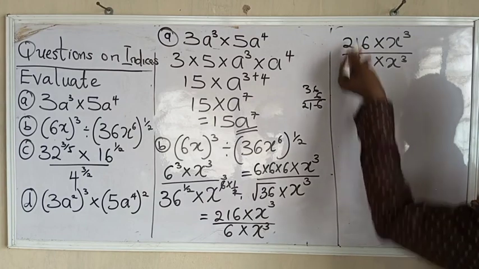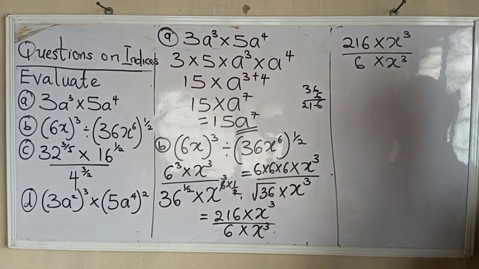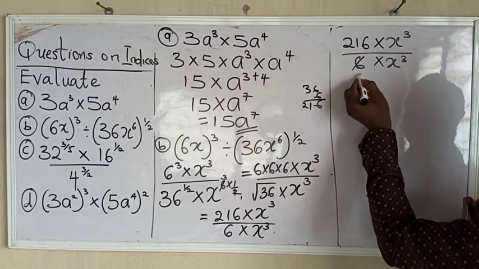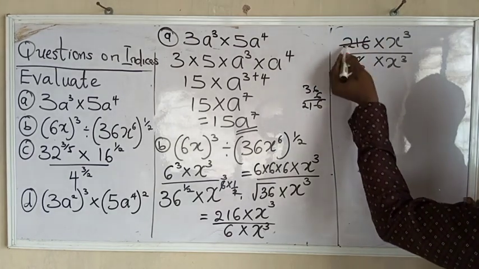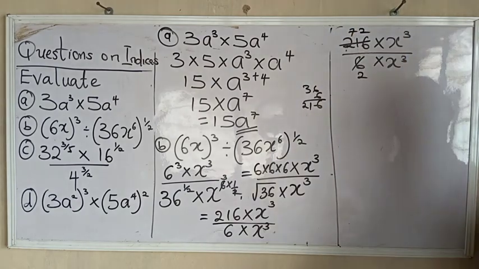We can use 3 to divide because 3 can go into 6 and 3 can go into 21. So I will say 3 in 6 is 2, 3 in 21 is 7, 3 in 6 is 2.